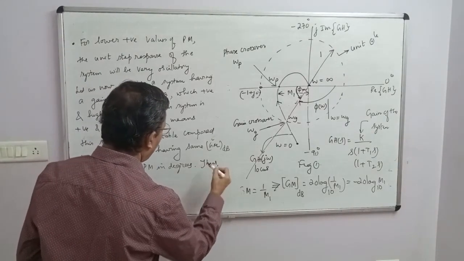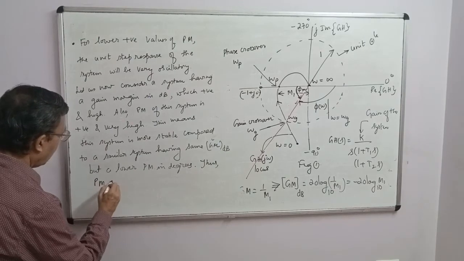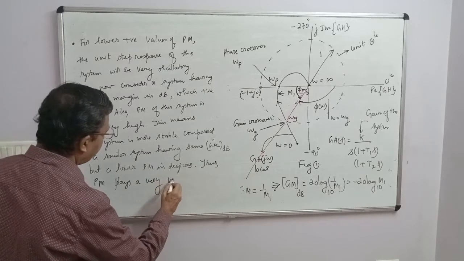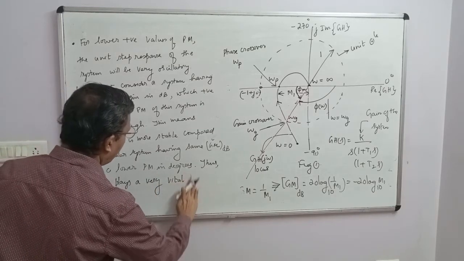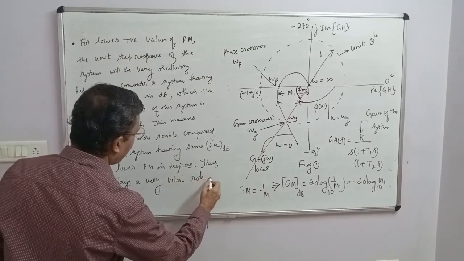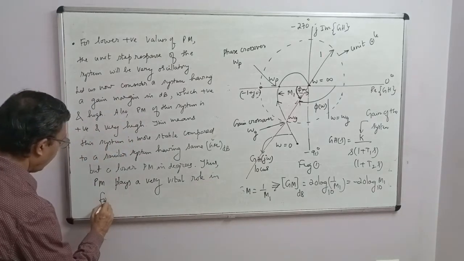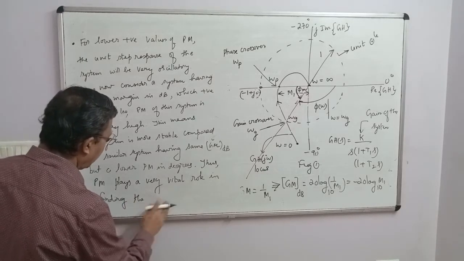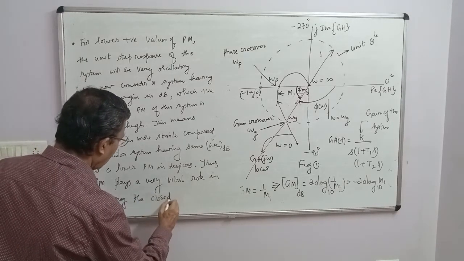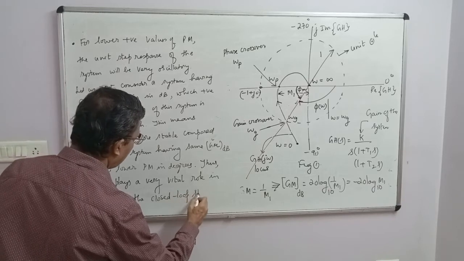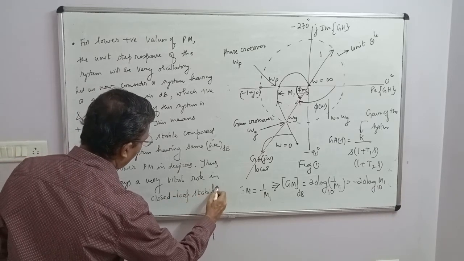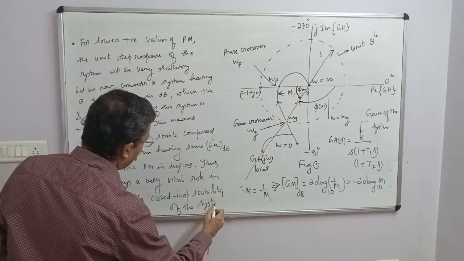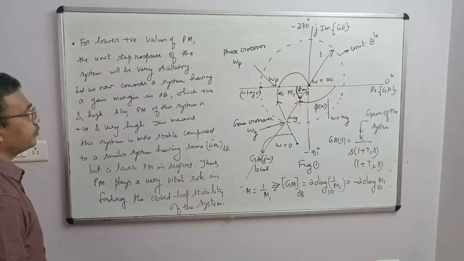Thus, phase margin plays a very vital role in finding the closed loop stability of the system.